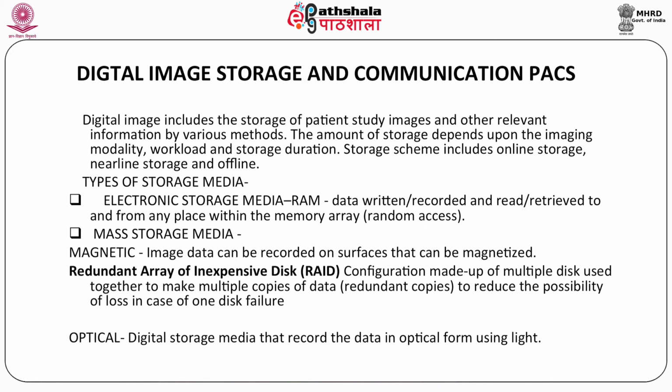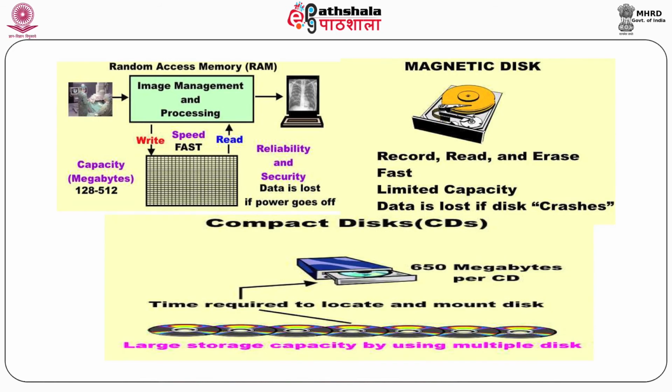In the case of optical disks, digital storage media record the data in optical form using light. The compact disk, called a CD, is a commonly used optical storage medium. Writing or recording is done by laser. A laser produces a relatively intense beam of light that burns the CD. Optical media have a large storage capacity and are easily exchangeable.